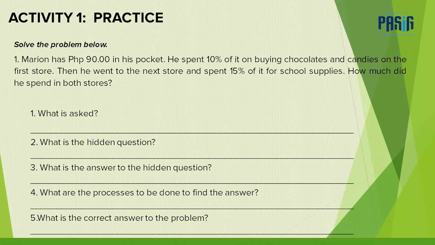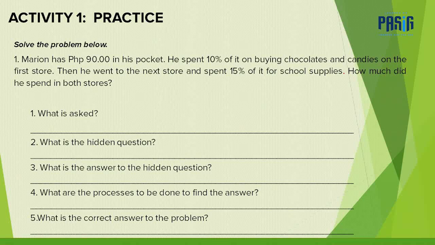Activity 1. Practice. Solve the problem below. Number 1. Marian has 90 pesos in his pocket. He spent 10% of it on buying chocolates and candies on the first store. Then he went to the next store and spent 15% of it for school supplies. How much did he spend in both stores?